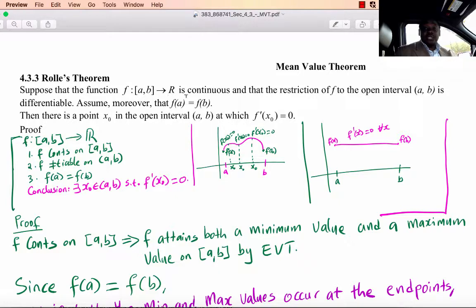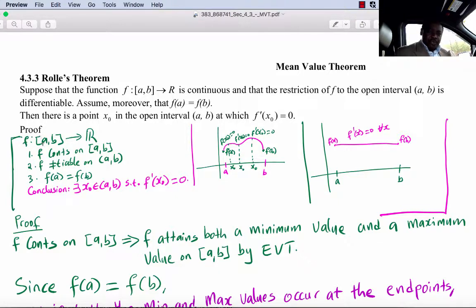Suppose this function is continuous, and the restriction of f to the open interval (a, b) is differentiable, and also f(a) equals f(b). Then the conclusion is that there is a point x₀ in the open interval (a, b) such that the first derivative at the point x₀ is 0. Let's list the properties that must be satisfied before the conclusion so that it will be easy to read Rolle's theorem. So here we go.